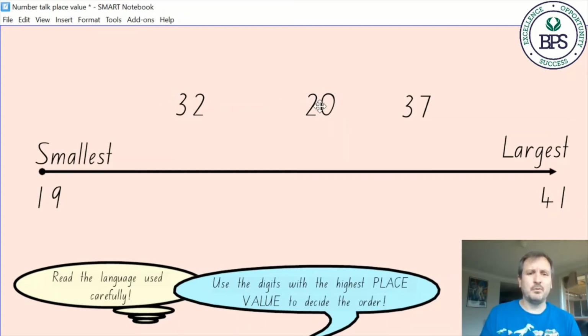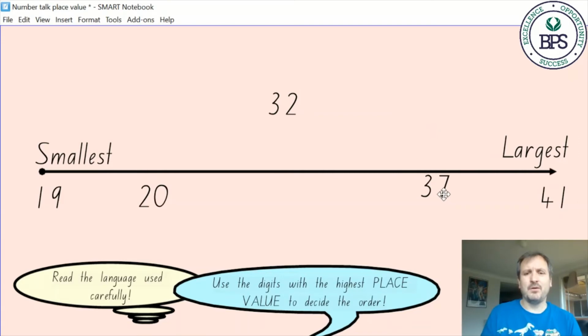So this is smaller than the other two, so we'll put that one on next because it only has 2 tens, whereas the others both have 3. Now this leaves us with a bit of a challenge in that both of these numbers have the same amount of tens. So now we switch our attention to the next column. This is the next most significant number. This one has 3 tens and 2 ones. This has 3 tens and 7 ones. So clearly this number here is worth more because although it has the same amount of tens, it has more ones. So we're going to put that one on the end closer to 41, and then this one will drop into the middle.